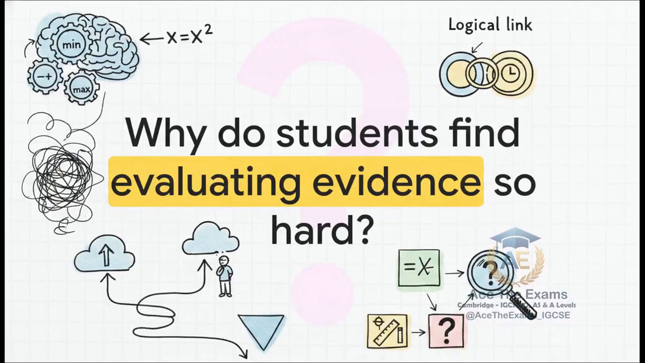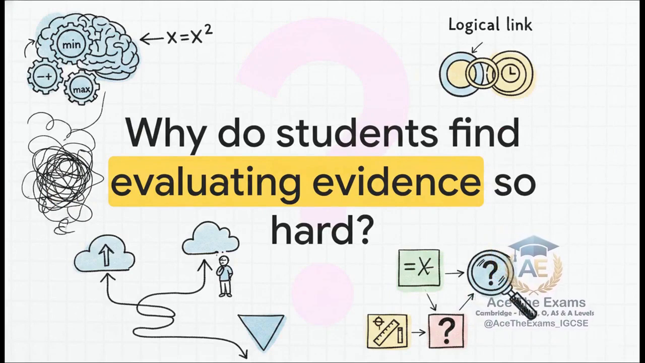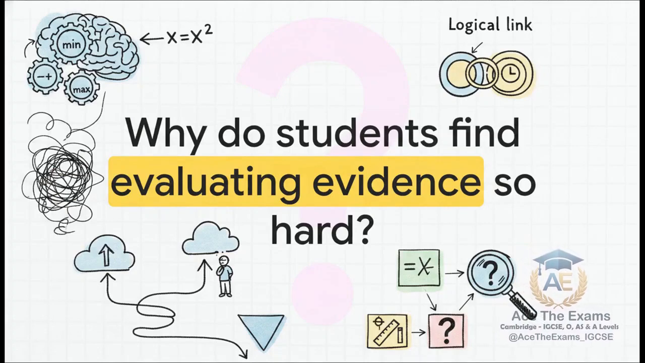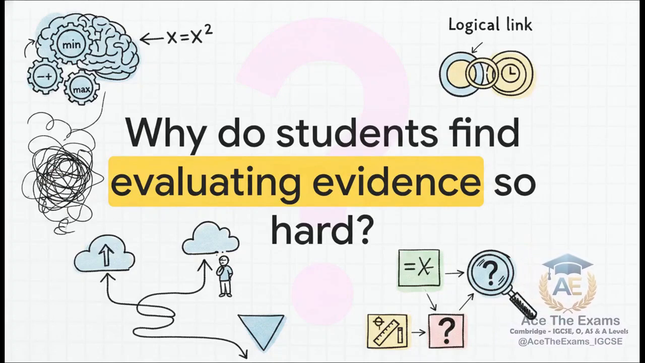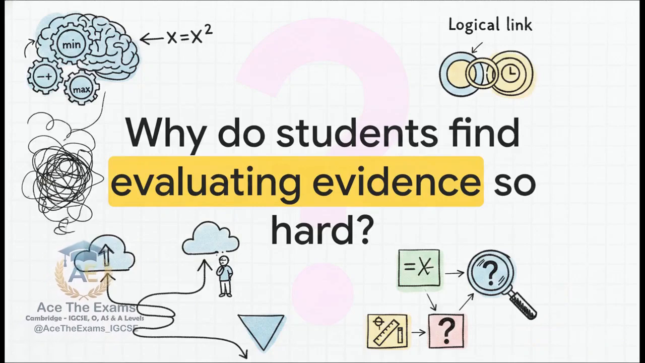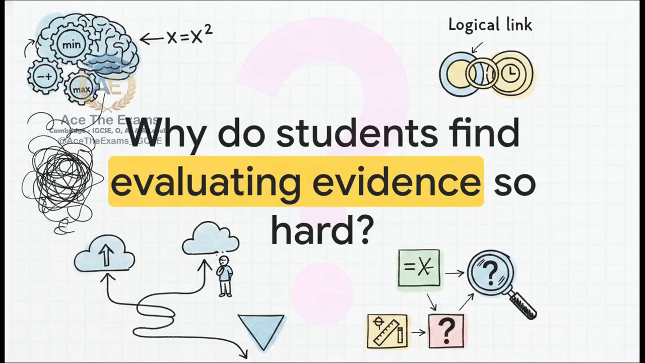Why do so many capable students find evaluating evidence and drawing conclusions so incredibly hard in mathematics? It's really easy to think of math as just solving for x, right? But Cambridge A-level demands higher-order thinking. When a question asks you to evaluate the minimum value of a function and then state the exact value of theta for which that minimum occurs, students suddenly hit a massive roadblock. Their evaluative evidence just drops out of alignment.